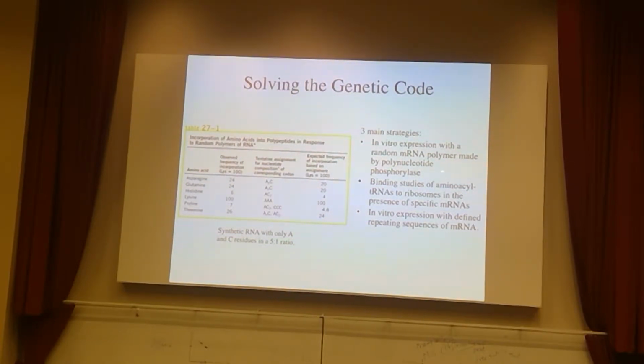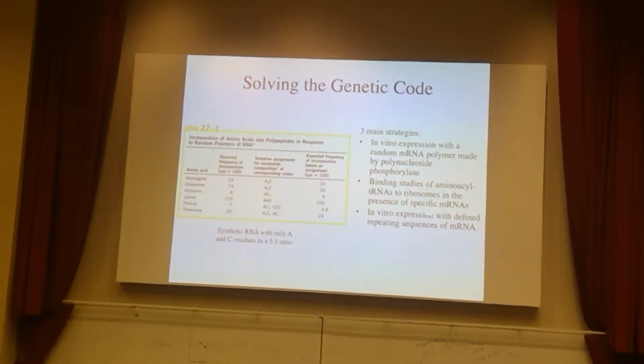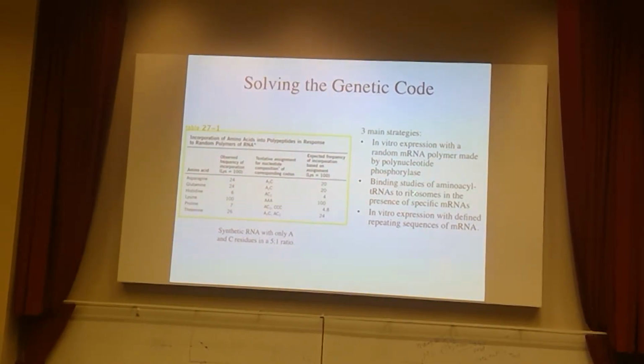So the 3 main strategies were in vitro protein expression with a random polymer of mRNA that was made by polynucleotide phosphorylase, and I'll explain that in a second; binding studies of amino acyl tRNAs to ribosomes in the presence of specific mRNA; and in vitro expression with defined repeating sequences of mRNA.